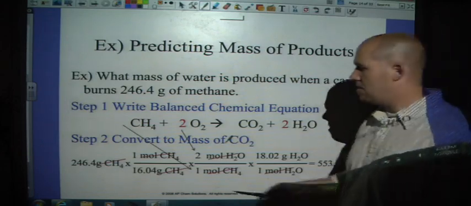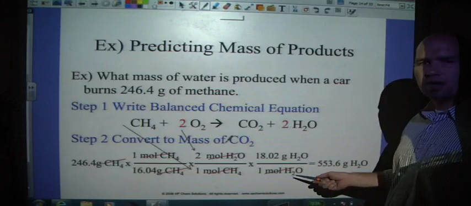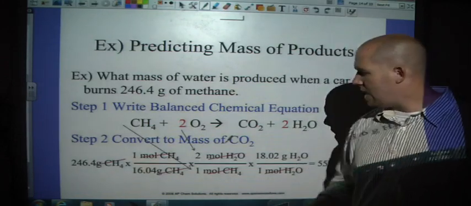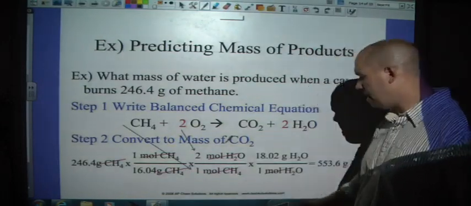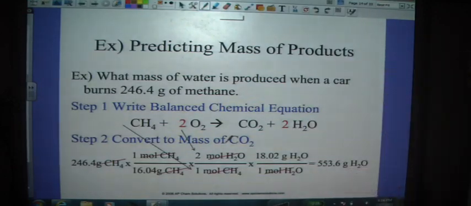It's time to calculate. Multiply everything on top, divide by everything on the bottom. Sometimes if you have a graphing calculator, you'd be fine. If you use one of the classroom ones, you have to be careful sometimes. You might need to put divided by, divided by, divided by, because when you start multiplying, sometimes it can mess it up. You arrive at 553.6 grams.